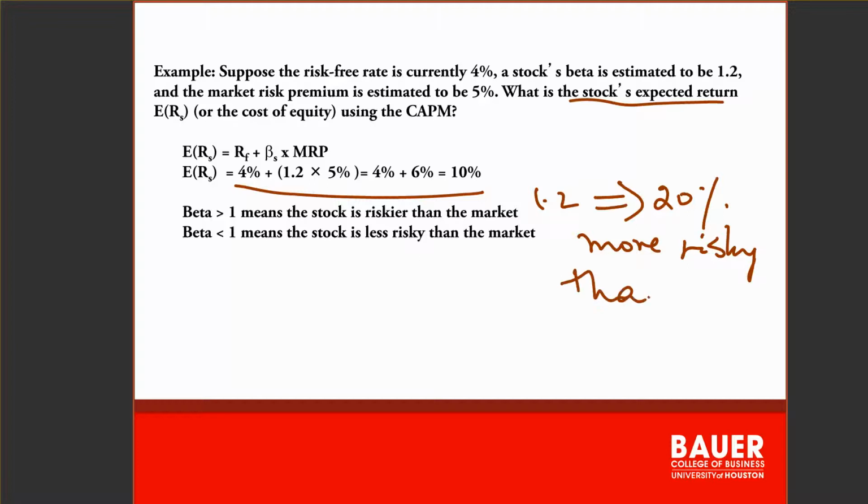On the other hand, if beta was 0.8, then that stock would be 20% less risky than the market, because the market is always assumed to have a beta of 1. So with that, we'll stop the second module and then continue with the third module.